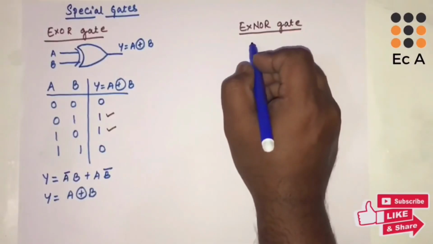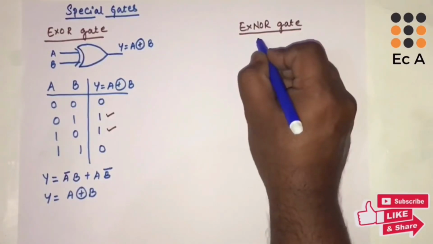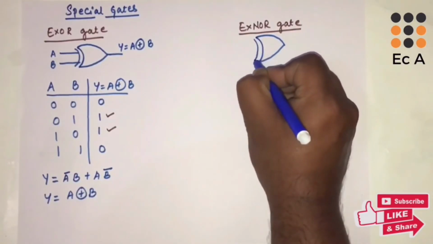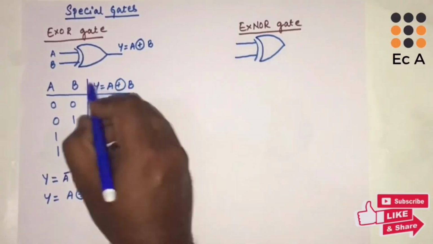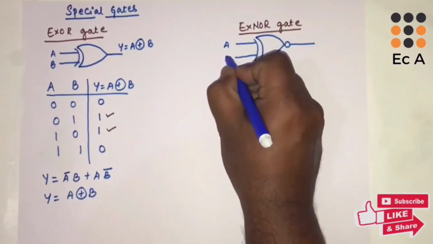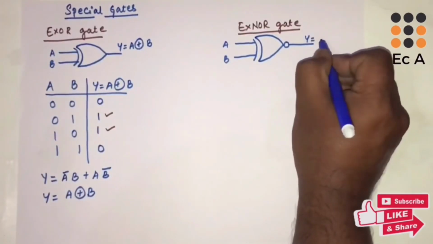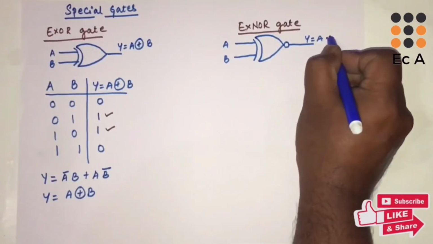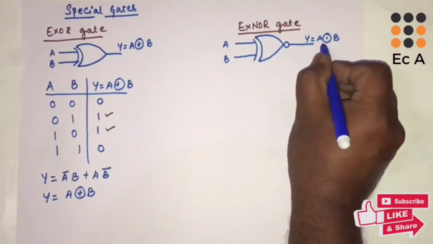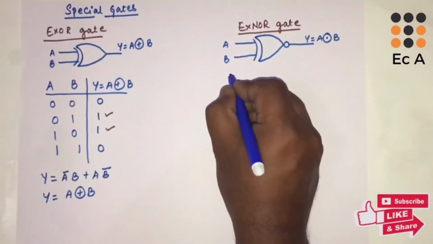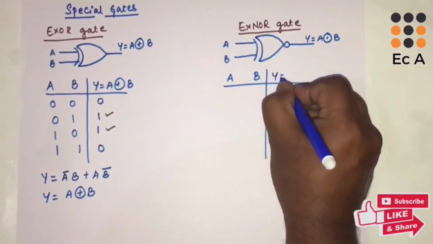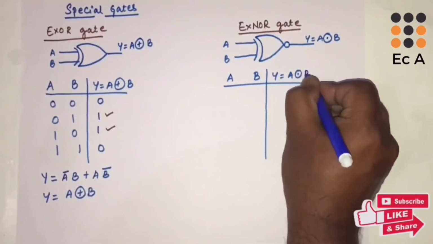Now let us see XNOR gate. So the symbol for XNOR gate is like this. So similar to XOR gate, at the output we'll write one bubble. A, B, Y is equal to A, we'll write a dot and a circle that specifies XNOR operation, B. So Y is equal to A XNOR B. So we'll write the truth table for this. A, B, Y is equal to A XNOR B.